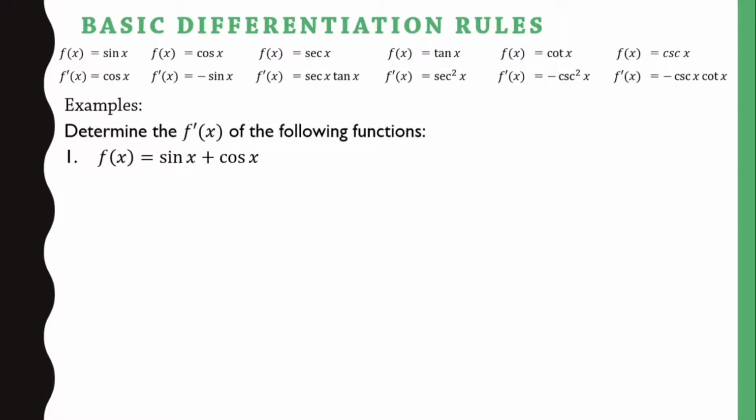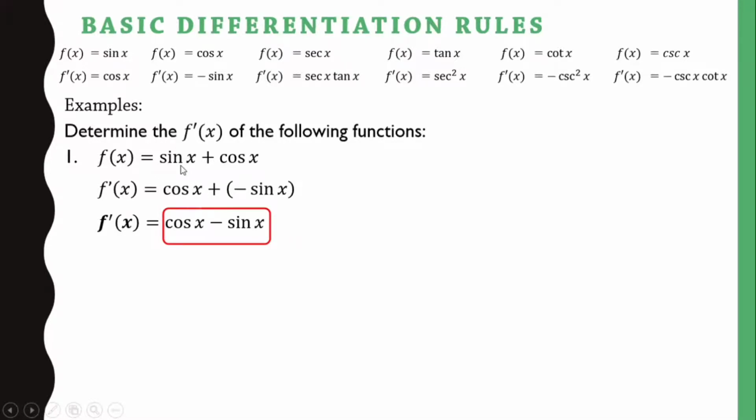So we get the derivative of each of the functions here. The derivative of sine x is cosine x, plus the derivative of cosine x, which is negative sine x. Then we simplify. Cosine x plus negative sine x will be f prime of x equals cosine x minus sine x. And that is the derivative of f of x equals sine x plus cosine x.